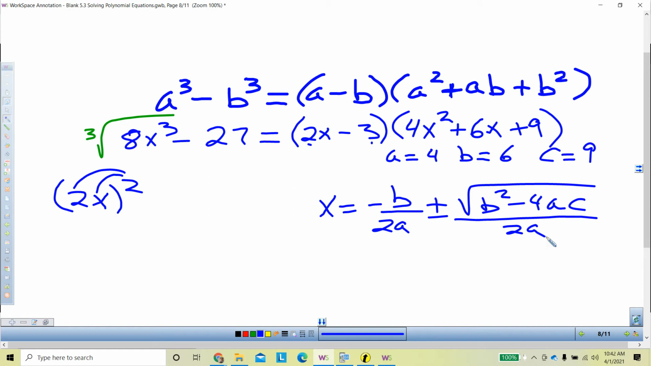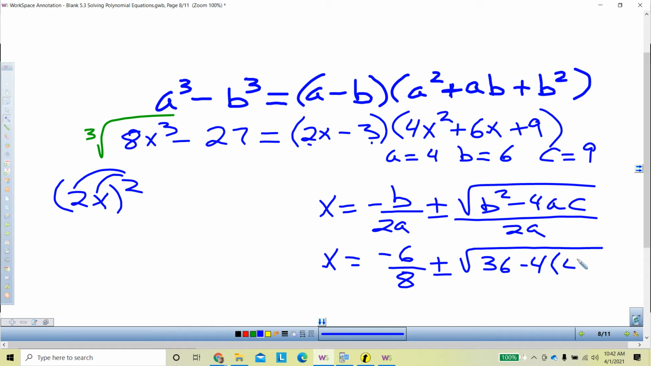Just take your time with this. Don't rush through it, because you're going to screw it up if you do. Why is b negative 6? Because it's negative b. b is positive 6, so I got to make it negative 6. I'm looking at the wrong number. Okay, no problem. Yeah, always ask.